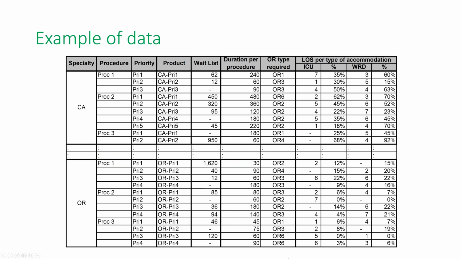So what does the data look like? We had different specialties, cardiac or orthopedics. We have different procedures. Each procedure has a different priority, and each priority has a different wait list, the number of people waiting to have surgeries. Each surgery is going to have a different time, like 240 minutes or 60 minutes, and what type of operating room is required. For example, you can't do cardiac surgeries in another room. It has to be a certain room. And after this, we have the information about length of stay in ICU units and the ward and the chances that they're going to stay there.